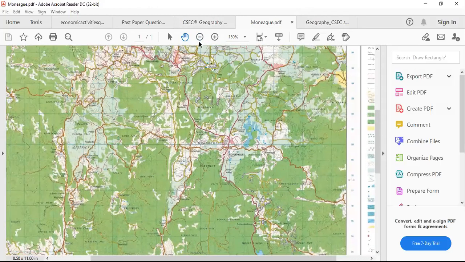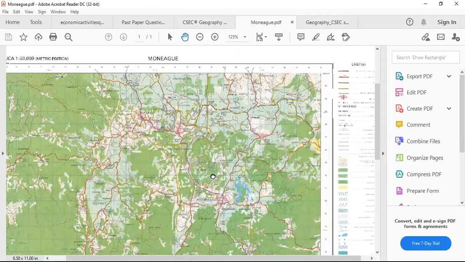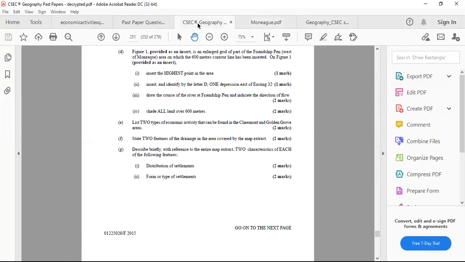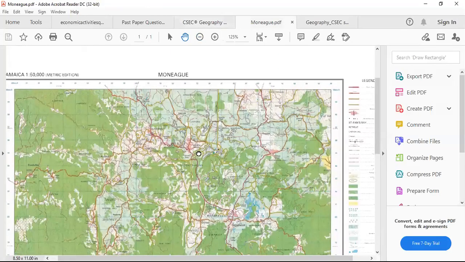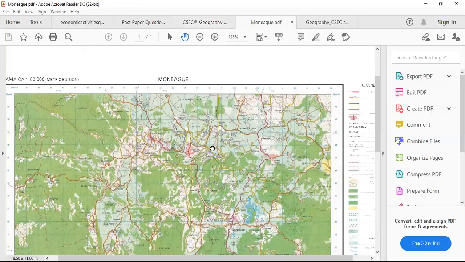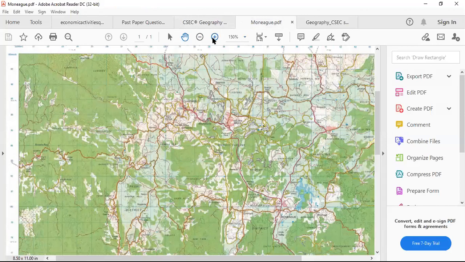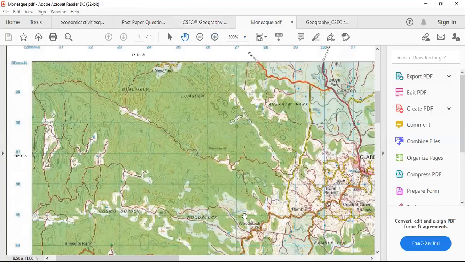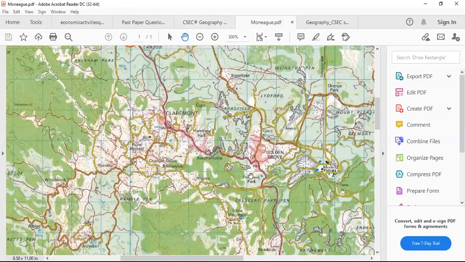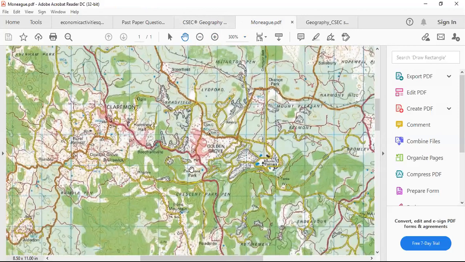What about distribution? Did they ask you to explain it with characteristics? So you also look at where it's distributed, right? Because distribution is the spread or the location. Where's the distribution of settlements? What do you see? Let me zoom into the settlement. Look at it here. What do you see?